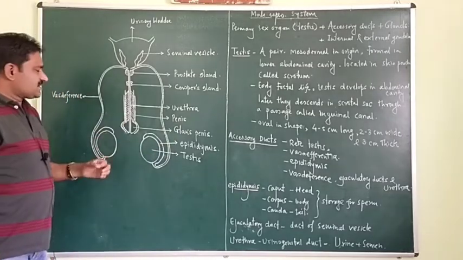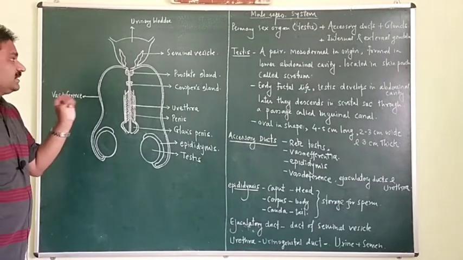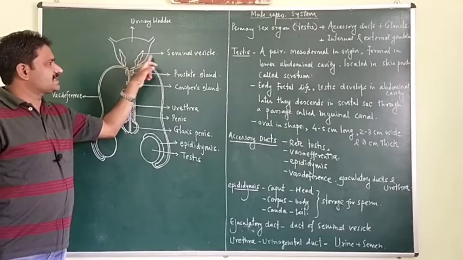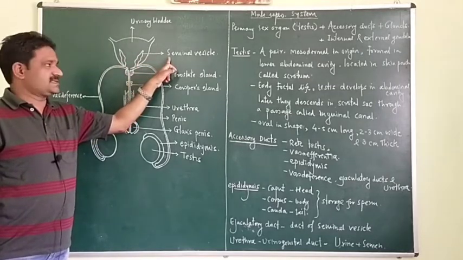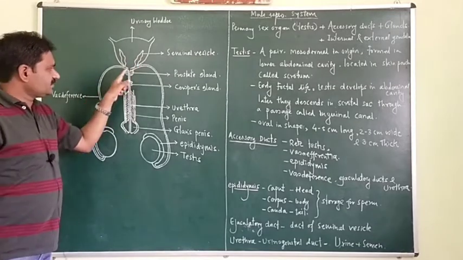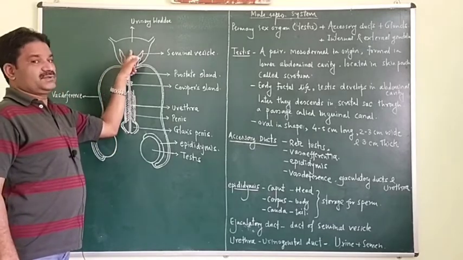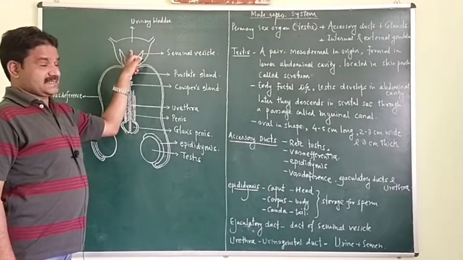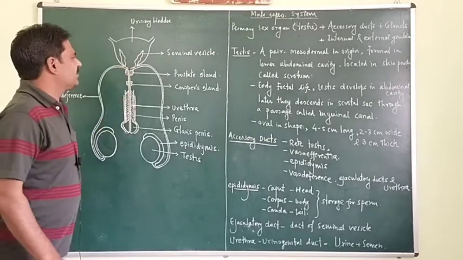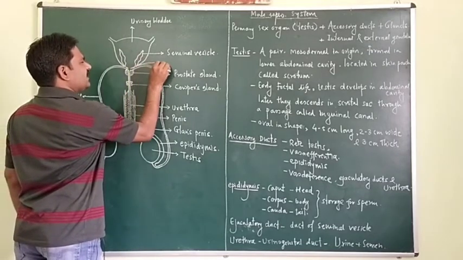Okay. Now see, three glands are associated with male reproductive system. This pair of glands is called seminal vesicle. They are located just on the posterior side of the urinary bladder, and both the glands are opening into a duct. That duct is called ejaculatory duct.